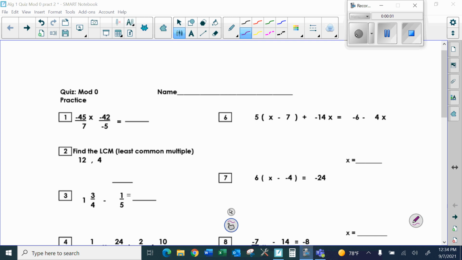Okay, students, here's another practice for your quiz. So we'll work through these problems again. Again, your quiz will look just like this with different numbers. All right, number one, multiplying fractions.